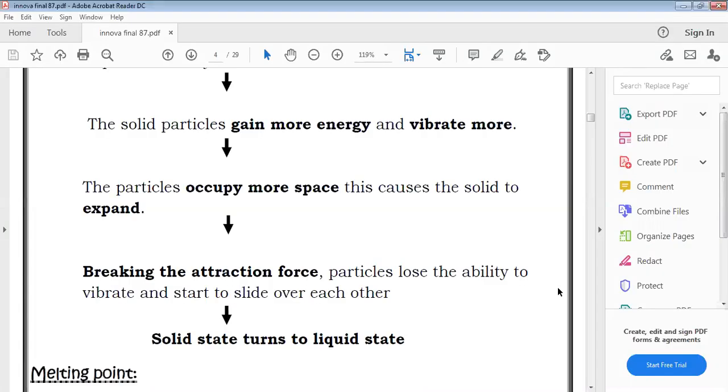It will break the attraction force between them. So again, the solid particles gain energy, move faster or vibrate faster, and break the attraction force. These are three keywords. You have to write them: break the attraction force between the particles. Now the particles lose the ability to vibrate and start to slide over each other. Solid turns to liquid.